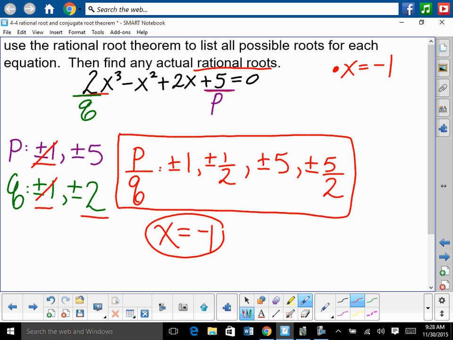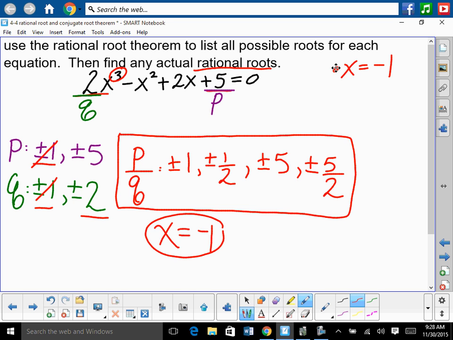Now understand something, guys. That doesn't mean there was only one answer. There was how many answers? We know for a fact there are 3 roots, right? Everybody, right? You go off the highest degree. But this is the only rational root. So there must be 2 imaginary roots. And we could go through and find them, but we'll do that at a later date.